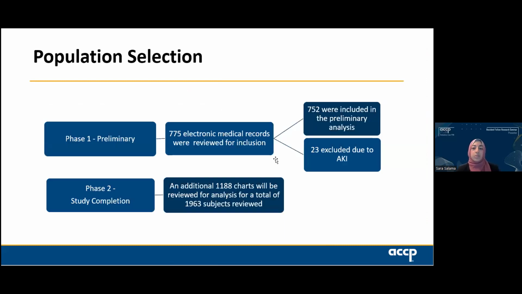For our phase 1 preliminary study, 775 electronic medical records were included and reviewed for inclusion. Of those, 752 were included in the preliminary analysis, which is what we're discussing today, and 23 were excluded due to incidence of AKI. Of note, phase 2 of the study is still underway as data collection is still ongoing, and we hope to collect the remainder of the roughly 2,000 patients for enrollment in phase 2 of the study.